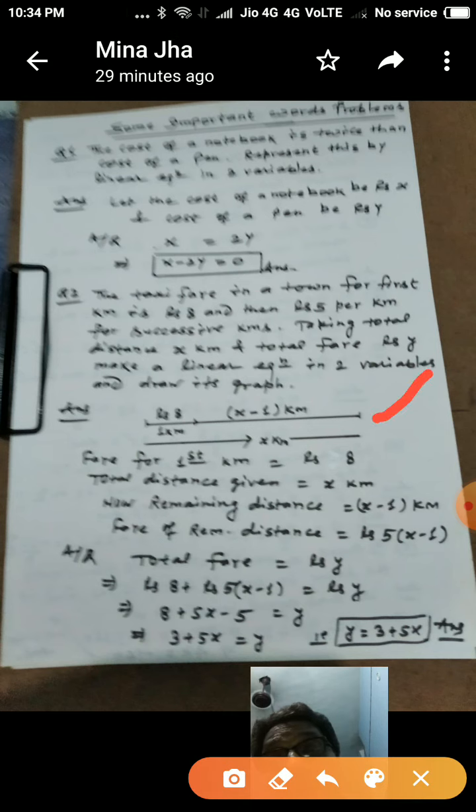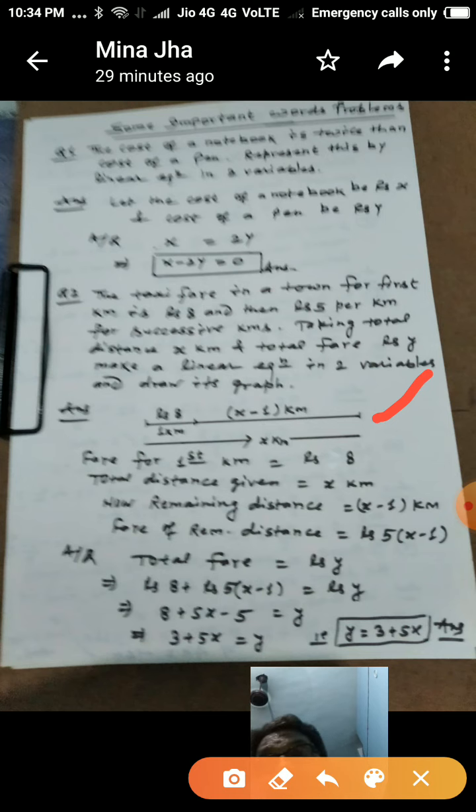So here the total distance has been shown by x kilometer, and since for the first kilometer the fare is specific, it is rupees 8, here it is shown by a division, that it is 1 kilometer, that is the first kilometer, and the fare is written above, rupees 8. Now the remaining distance will be, since total distance is x and we have taken 1 kilometer, so remaining distance will be x minus 1 kilometer, and for these x minus 1 kilometers the rate is rupees 5 per kilometer.